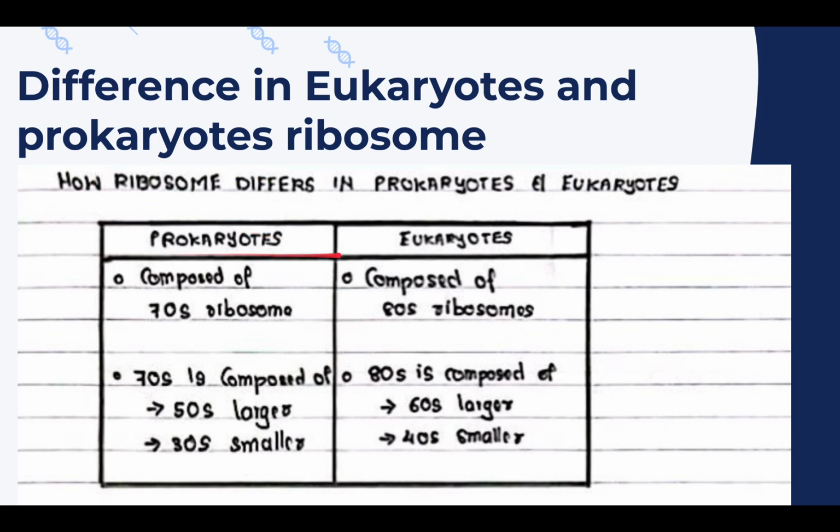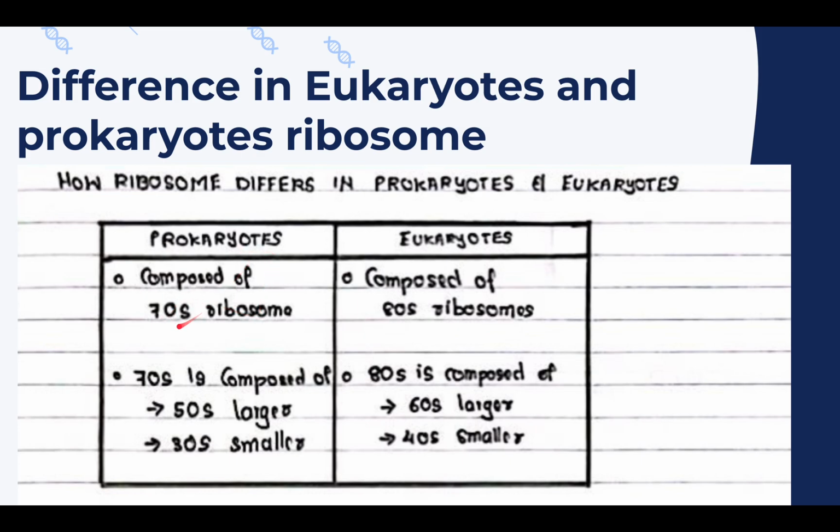So, in prokaryotes, it is composed of 70S ribosome. S is the Svedberg unit. Just no explanation, they won't ask you what is Svedberg unit, nothing. They will just ask you. Just for your information, if you're wondering what S is, it is the Svedberg unit.